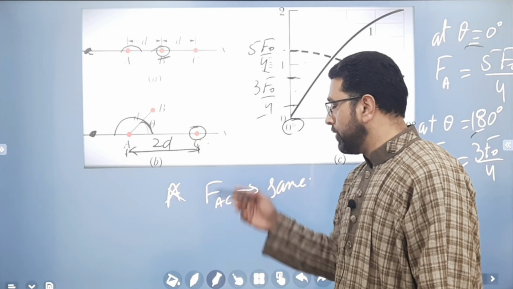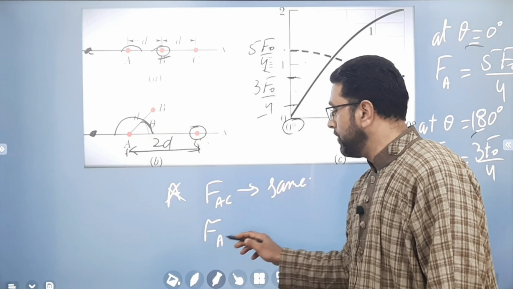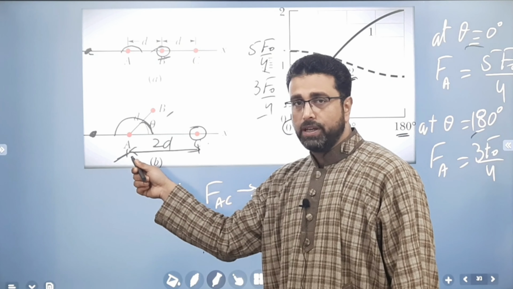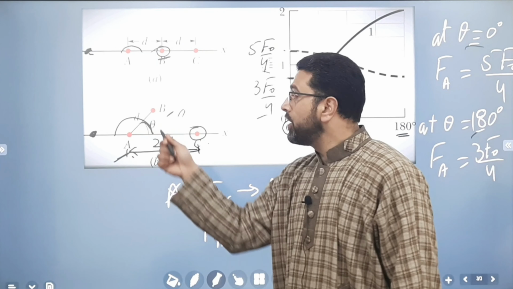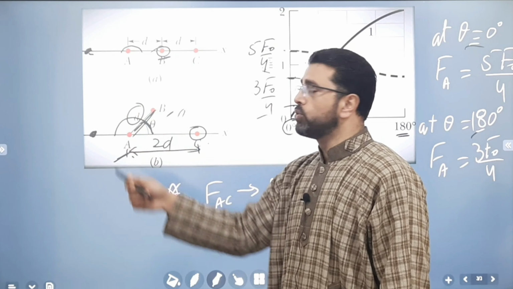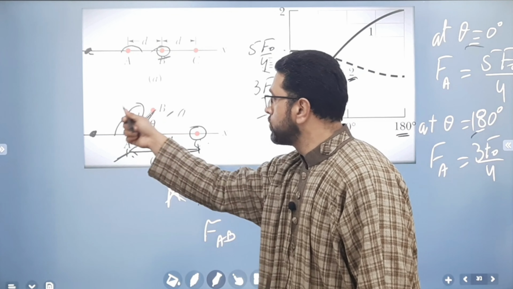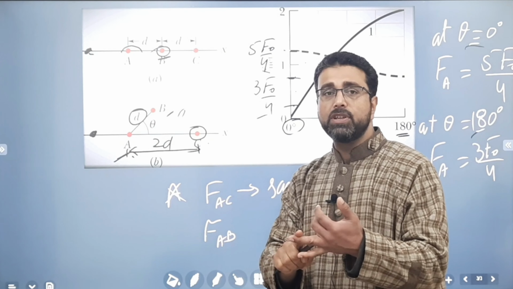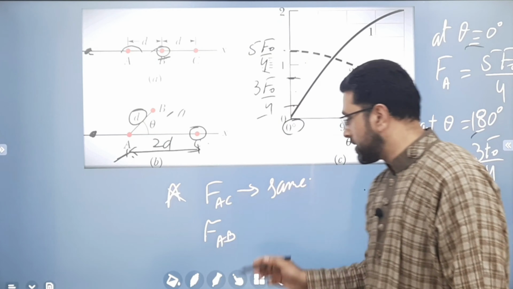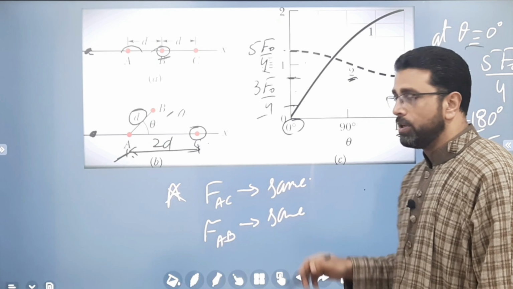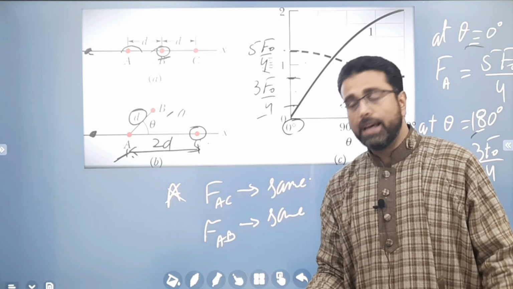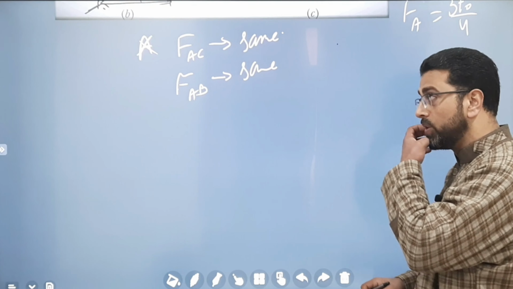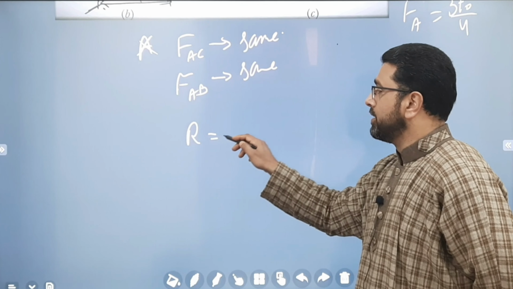But then FBC, okay, FAB, not BC, FAB, force on A from B. We're not changing charge of A. We're not changing charge of B. We're not changing distance between them. Distance between them continues to be D. So charge is same, distance is same. So force magnitude will continue to remain same. So FAB remains same in magnitude. But what happens is direction changes.